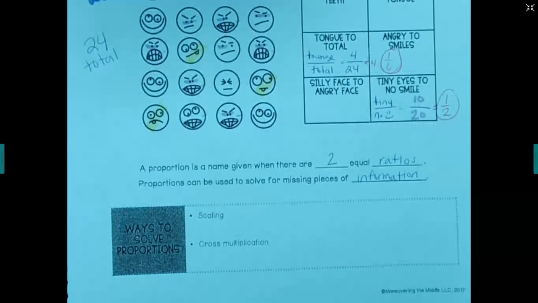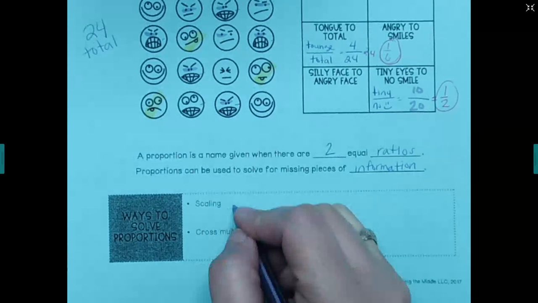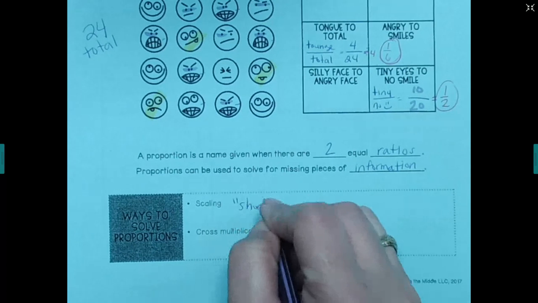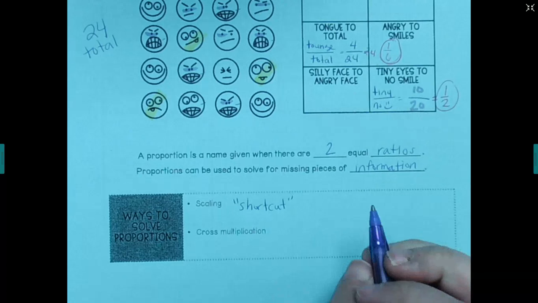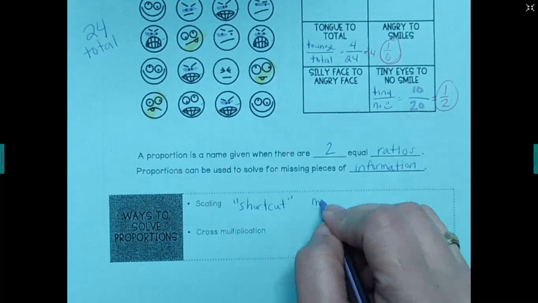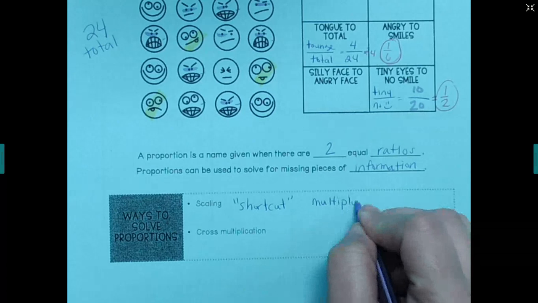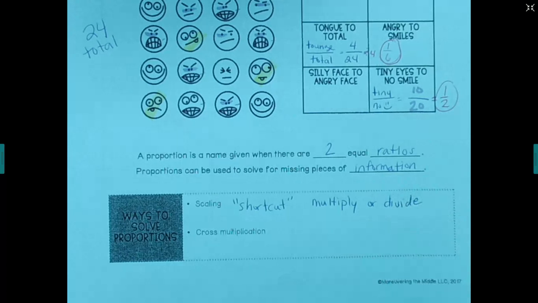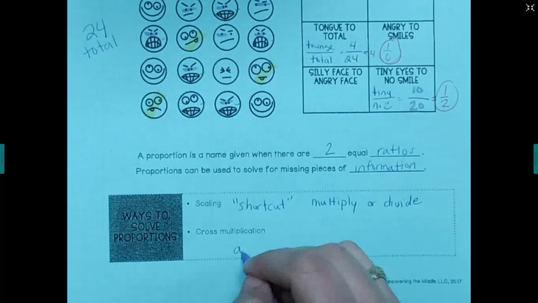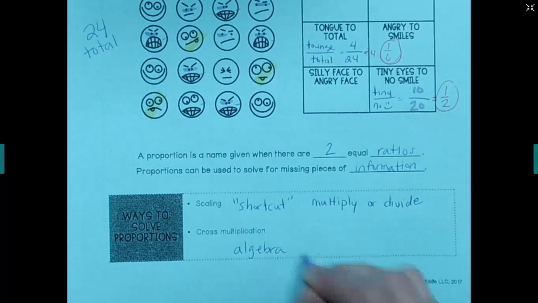So there are 2 ways to solve a proportion. The first one is by scaling. Scaling is just a shortcut. We'll use the scale factor later in the unit when we talk about similar figures. You're using multiplication or division when you scale. You're not adding or subtracting. The other way to do it other than a scale is cross multiplication, which means we're using algebra. I will show you how to do those in just a minute.